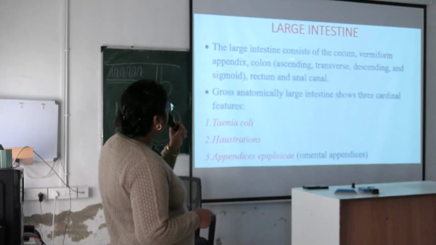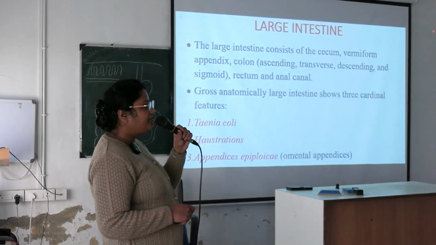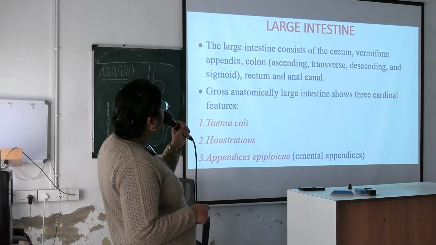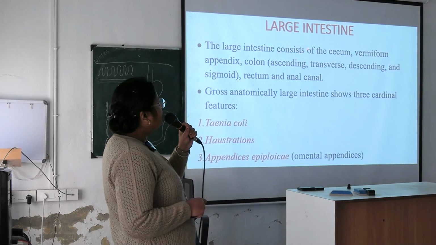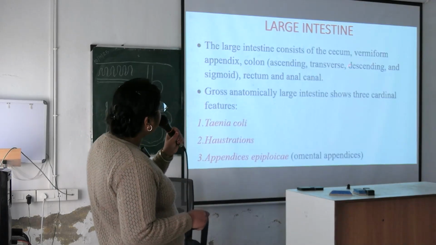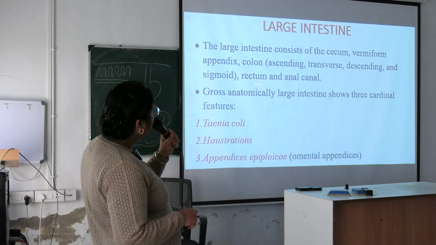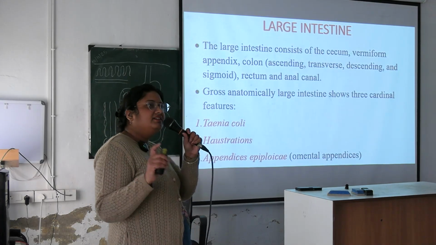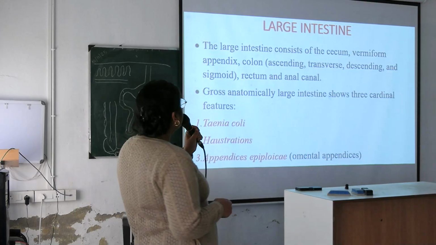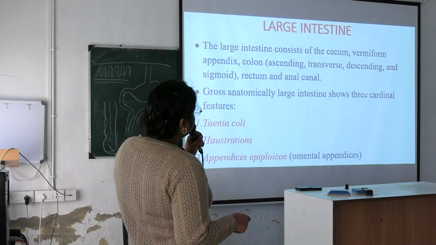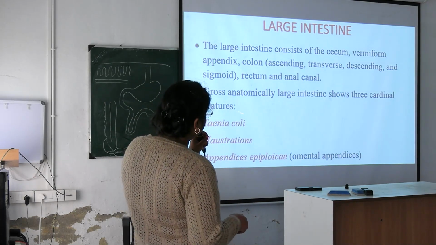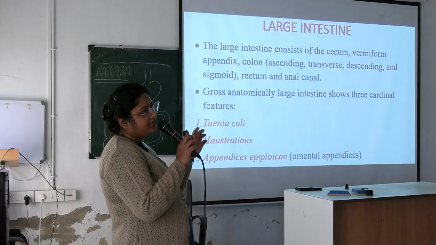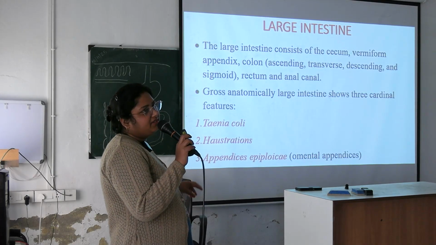So the large intestine consists of the cecum, vermiform appendix, colon. The colons are ascending colon, transverse colon, descending colon and sigmoid colon, and then rectum and anal canal. All these parts together form the large intestine. Okay. And gross anatomically, the large intestine shows three cardinal features. These are asked in your viva. What are the features of the large intestine?